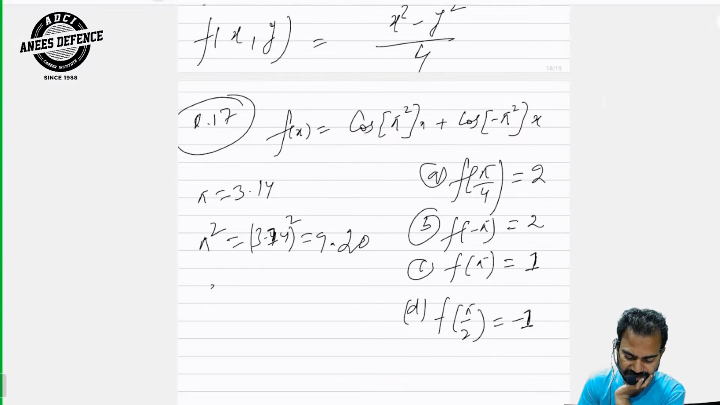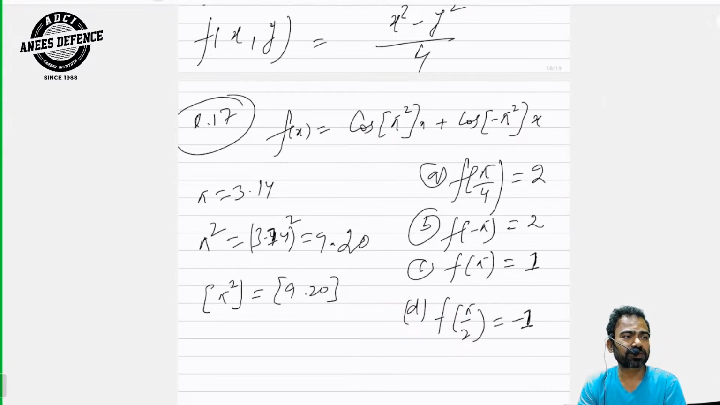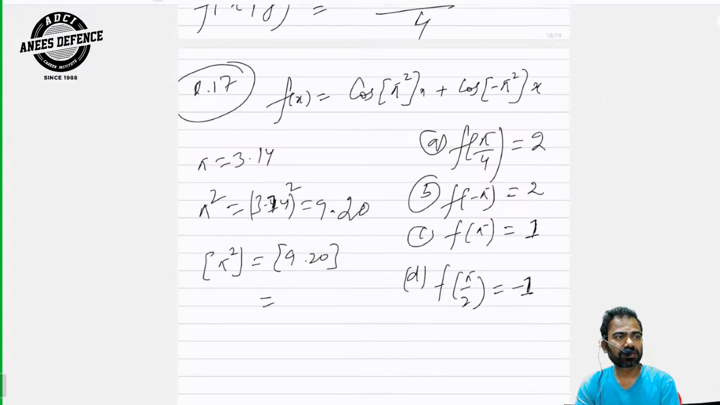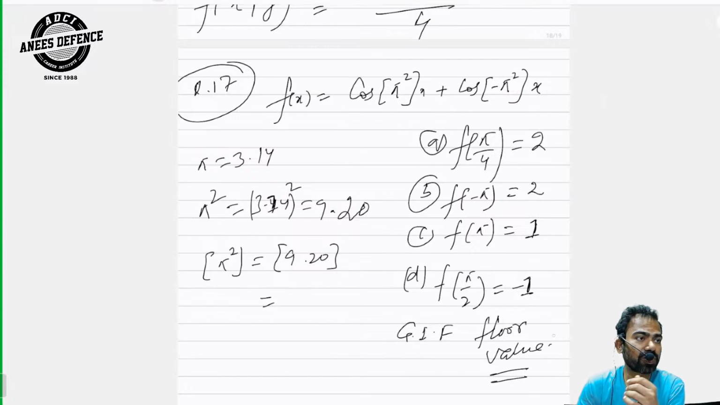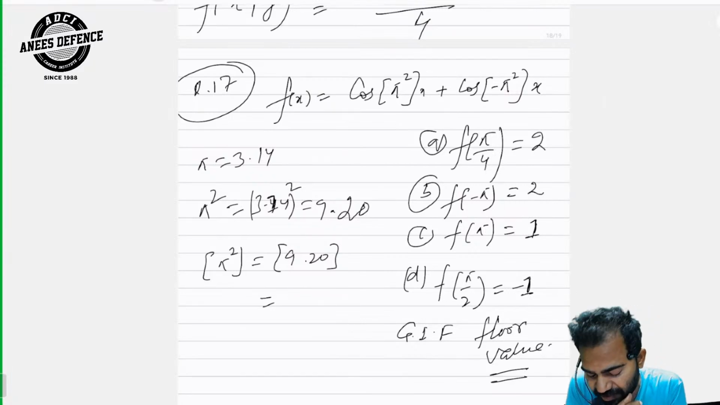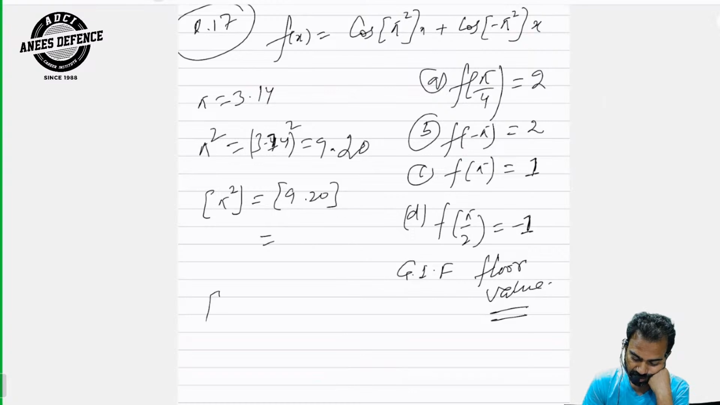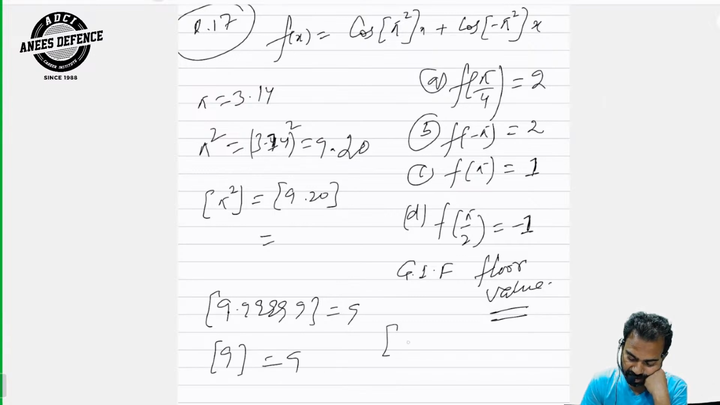So we take the greatest integer of pi square, that is, the greatest integer of 9.2. Have you understood the greatest integers? Greatest integer is the floor value. Floor means if we have 9.9999, the value will be 9. If I have 9.00001, it should be 9. This is the meaning of greatest integer.